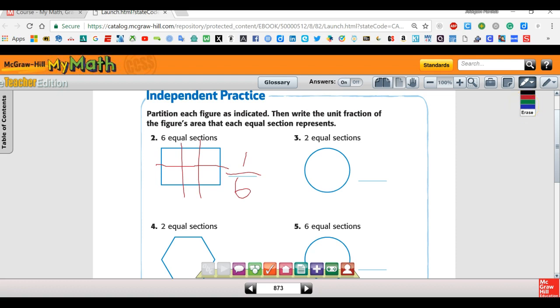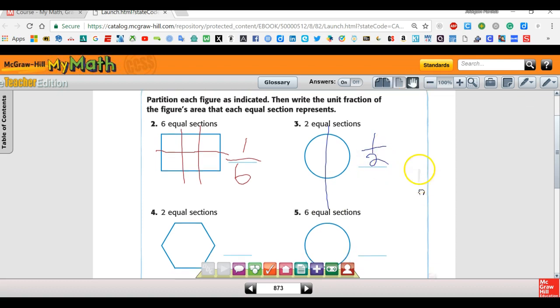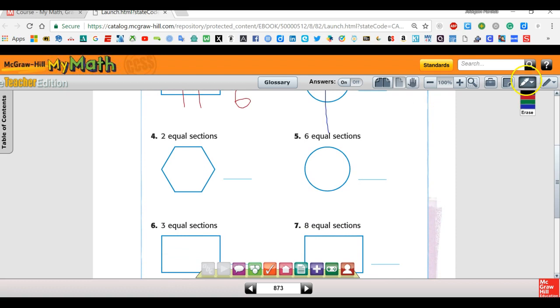So number 3, 2 equal sections, 1/2. Number 4, 2 equal sections. I could do it this way, like this. I could even do it this way if I wanted to. Doesn't really matter as long as I have 2 sections. That would be 1/2. Okay, this way like this. Yeah, that's 6. My unit fraction is 1/6.